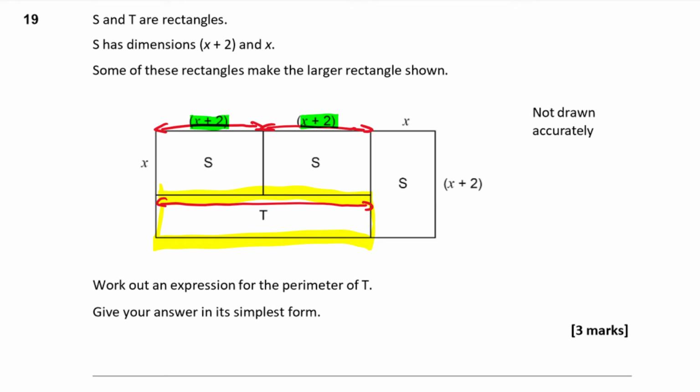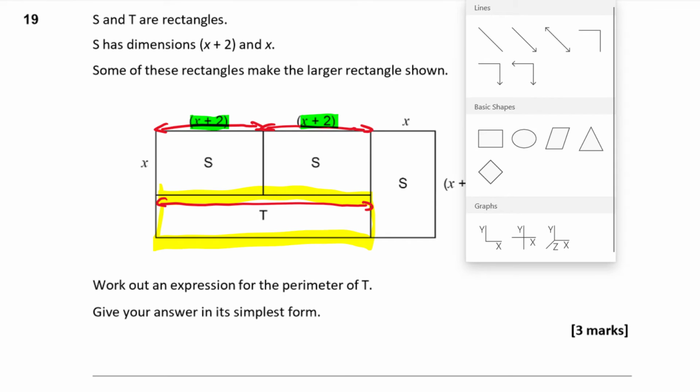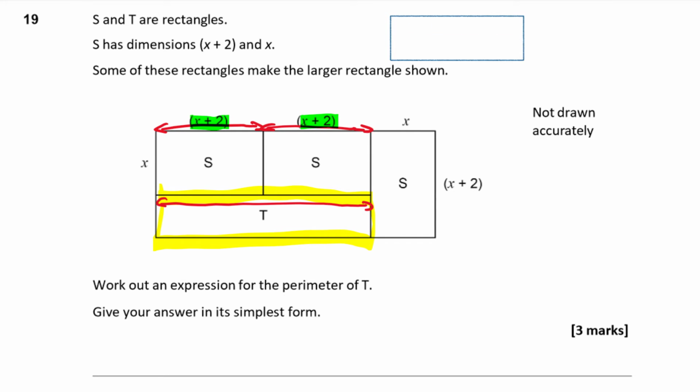Okay, so for my T, let's just draw another rectangle out of the diagram. Let's just draw it up here, got a bit of space up here. So this is my rectangle T, and I know that this side here is going to be x plus 2 plus x plus 2, which is equal to, collecting like terms, I've got an x and an x, and I've got a 2 and a 2. So collecting the x together, I'm going to have 2x, and collecting the numbers together, I'm going to have 4. Okay, so the bottom length of that one is 2x plus 4.